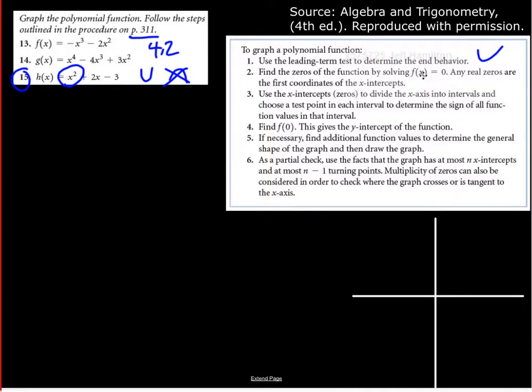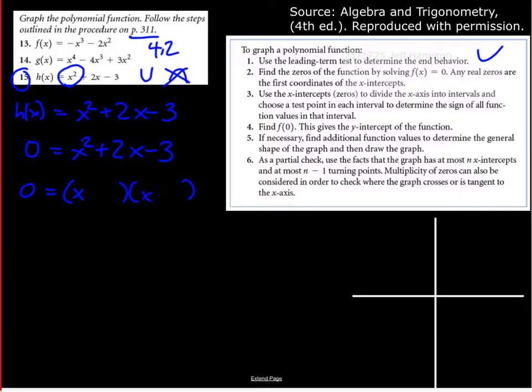Find the zeros of the function by solving. Okay, so here's my function. h of x is equal to x squared plus 2x minus 3. And they want me to find the zeros of the function. To do that, I let y, or f of x, or in this case h of x, equal 0. 0 equals x squared plus 2x minus 3. To find zeros, if it's a cubic or a quartic, I might have to use synthetic division. If it's a quadratic like this, I can probably just factor it. I think this one is factorable.